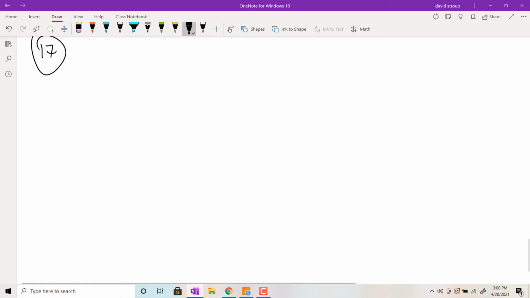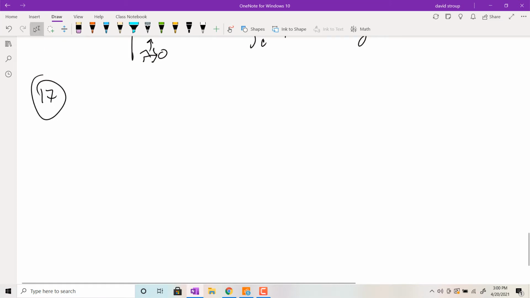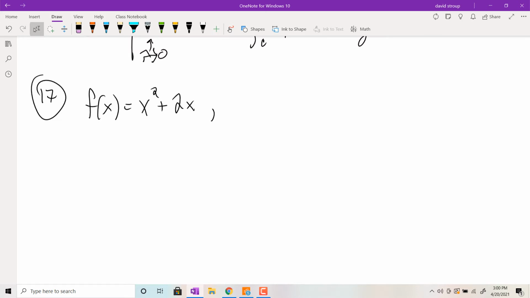Number 17. They give you two functions. They want you to find the area enclosed by the two functions. So first you have to graph them. The first one is a parabola. Let's find its x-intercepts.